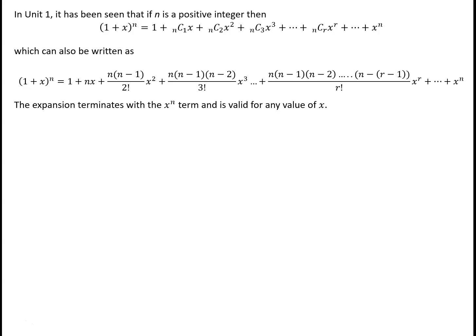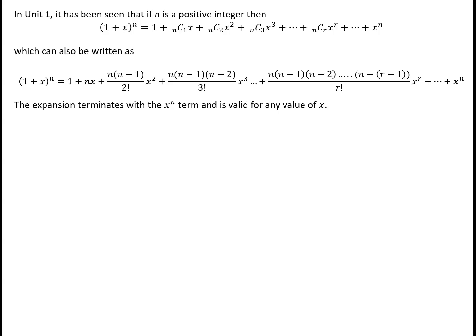a positive integer, then we can expand the expression as 1 plus nC1 times x plus nC2 times x squared plus nC3 times x cubed, all the way along to general terms nCr x^r, and then the expansion terminated with x to the power n.